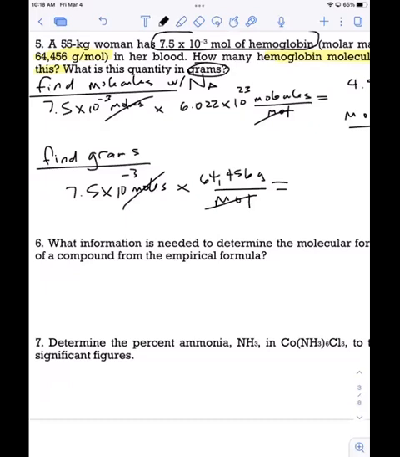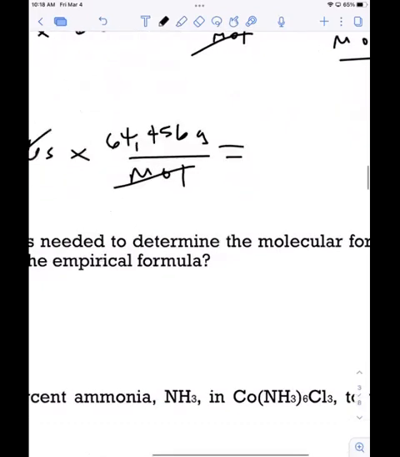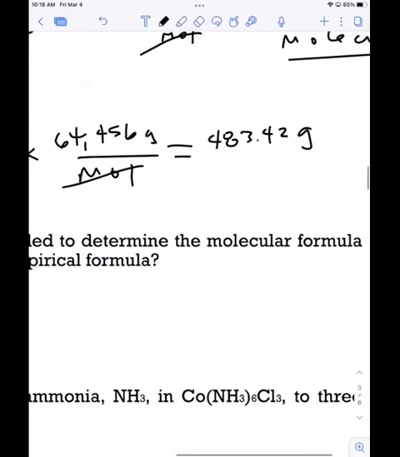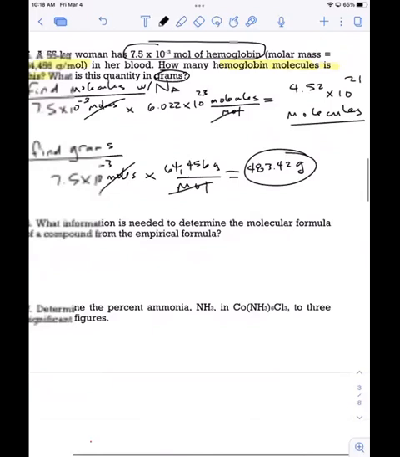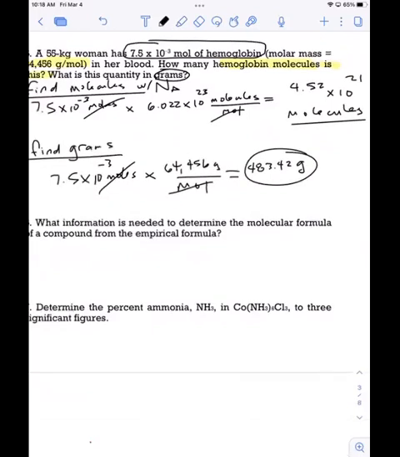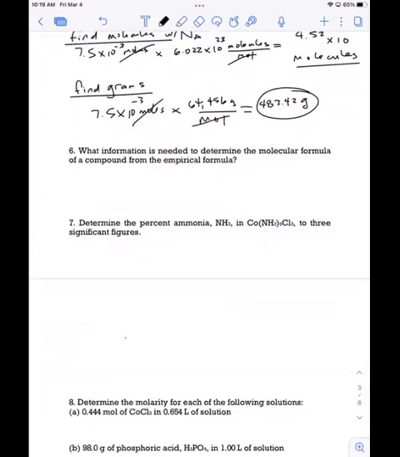All right, anybody got that yet? 7.5 times 10 to the minus 3. Yep, I got 483.42. Good. 483.42, and this is grams. That's a little bit over a pound, because a pound is 454 grams. So that's quite a bit. All right, let's go to number 6.